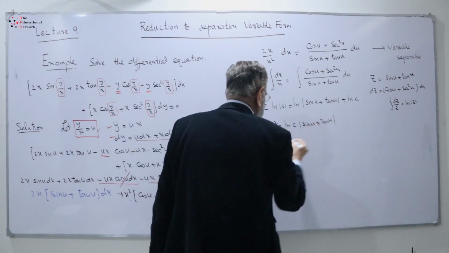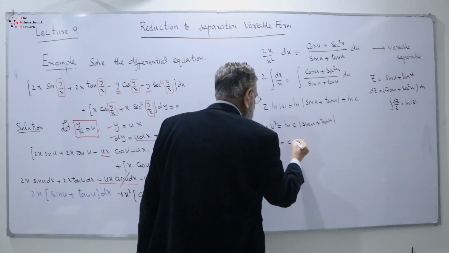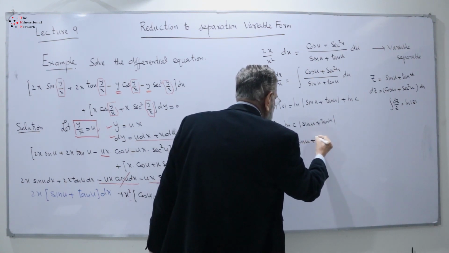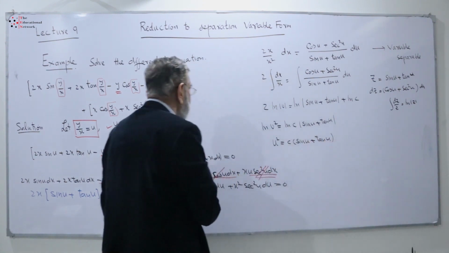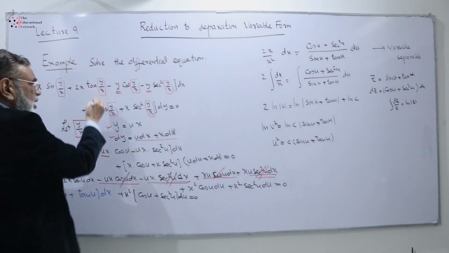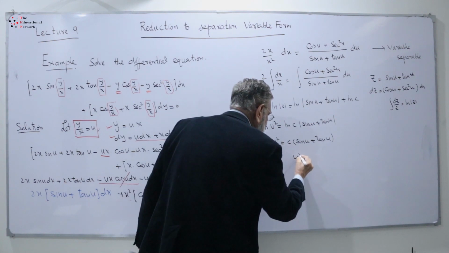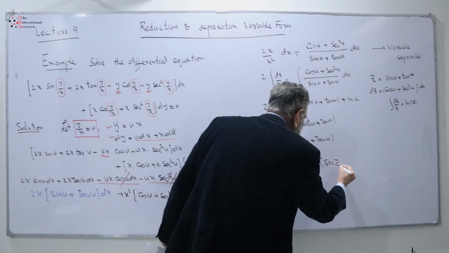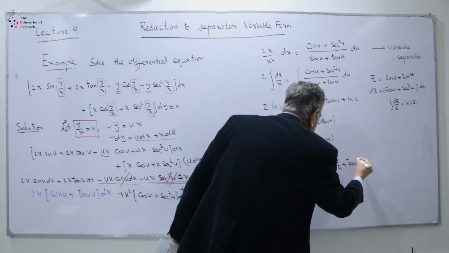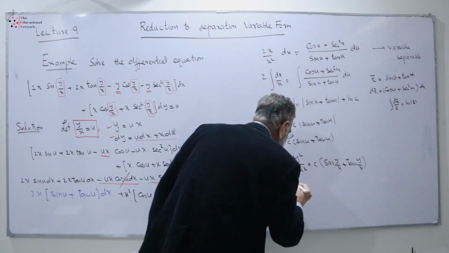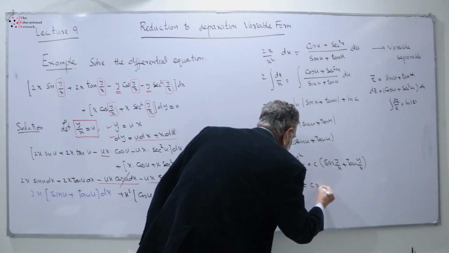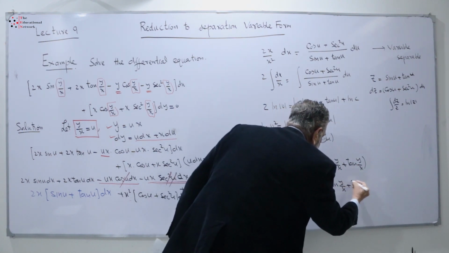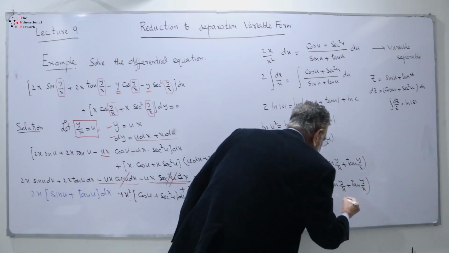We take exponential of both the sides. I get here u square is equal to c into sine u plus tangent u, and then we can write, what's my u? My u is equal to y upon x. So we get here y square upon x square is equal to c into sine y upon x plus tangent y upon x. Multiply by x square to simplify. Get here y square is equal to c x square into sine y upon x plus tangent y upon x. And this is my general solution.